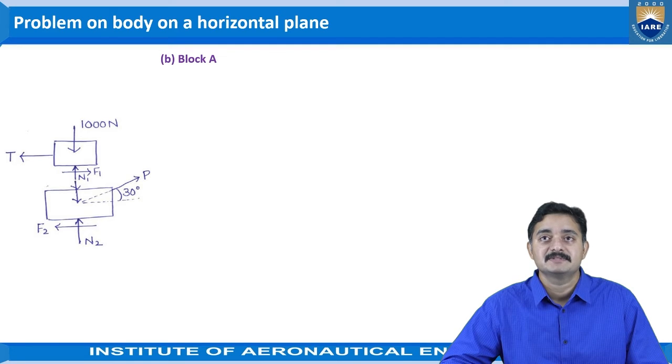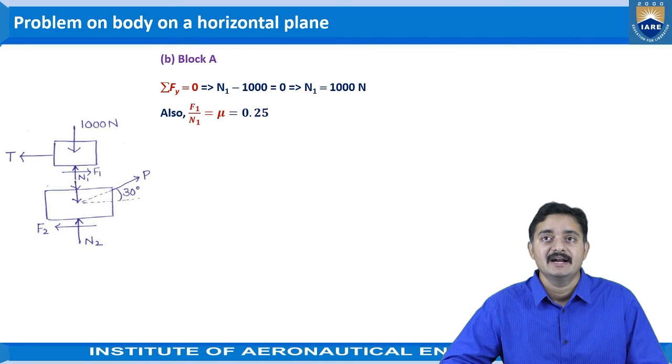Now consider the second case where the force P is acting at 30 degrees to the inclination. For block A, sigma Fy is equal to 0, which leads to N1 equal to 1000 newtons. And mu is equal to F1 by N1, which will lead to F1 equal to 250 newtons.